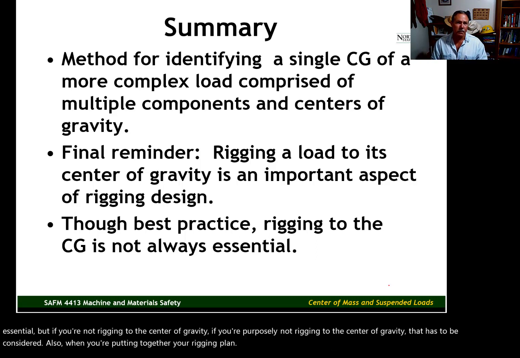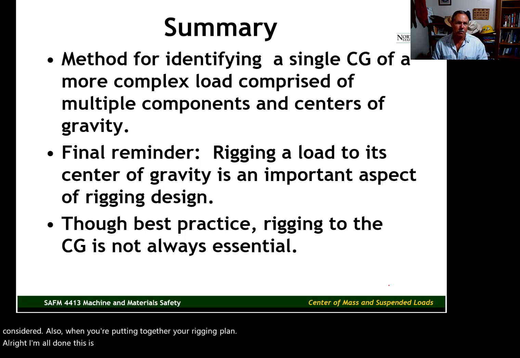All right, I'm all done. This is video 3. There's one more video coming. It will talk more about the relationship between center of gravity and sling loading.